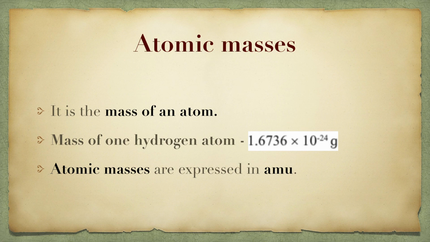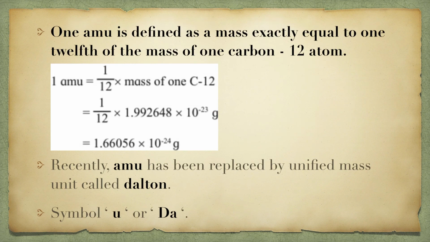And one more thing you have to remember is, we find out the atomic masses of other elements by taking carbon 12 as the standard. Carbon 12 is taken as the standard to find out the atomic masses of other elements. Now we'll understand what AMU is. 1 AMU is defined as a mass exactly equal to 1/12 of the mass of one carbon 12 atom.